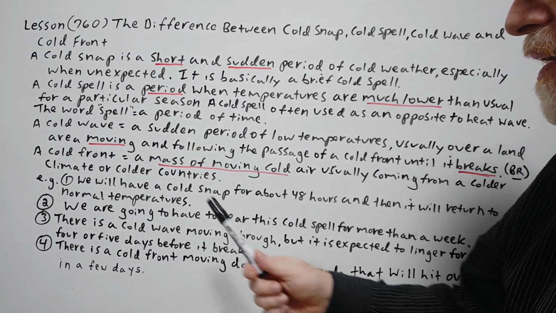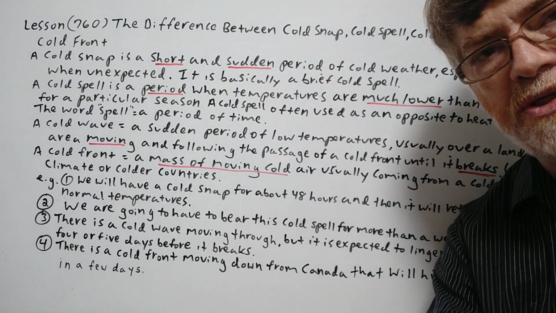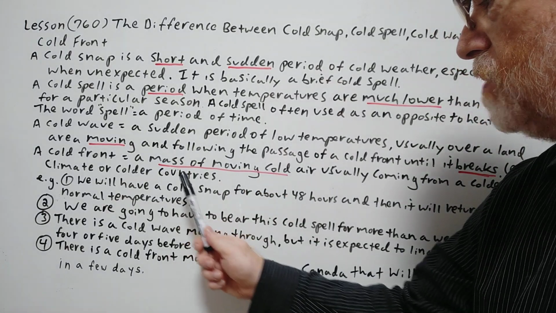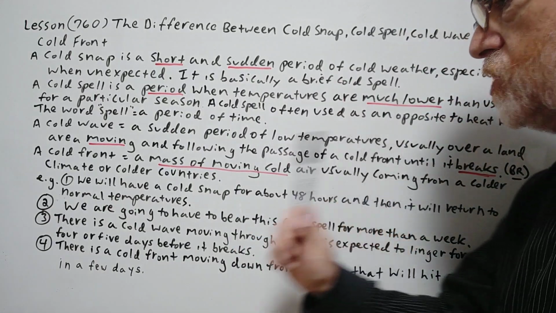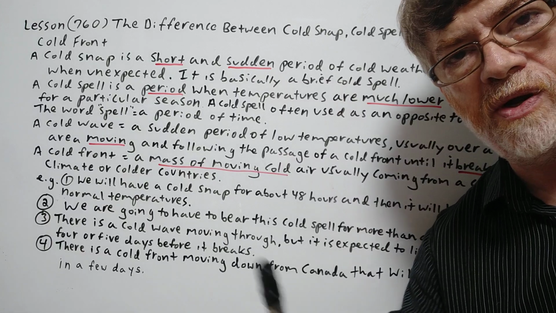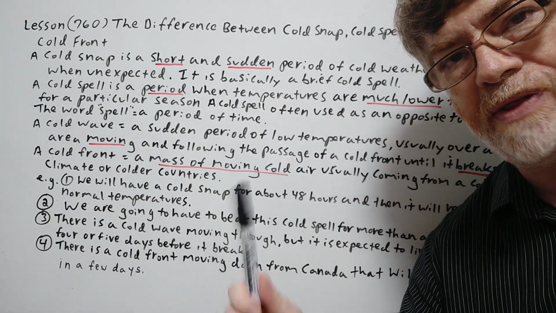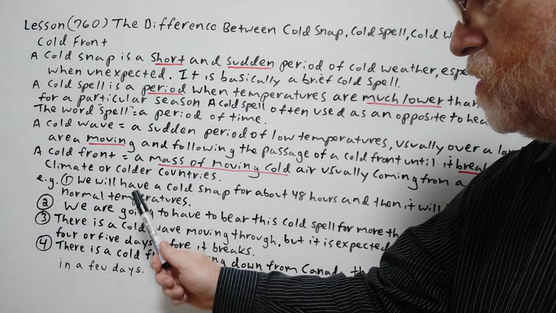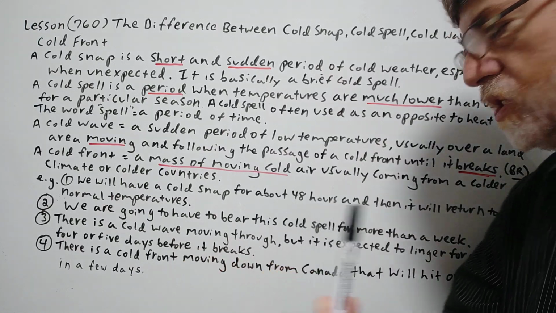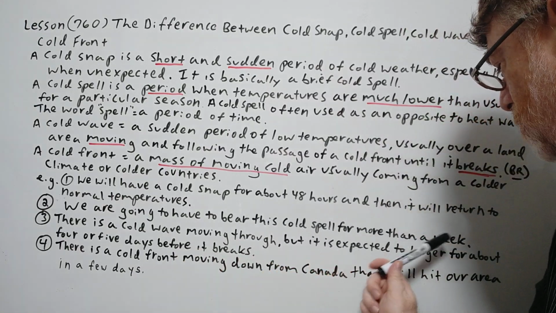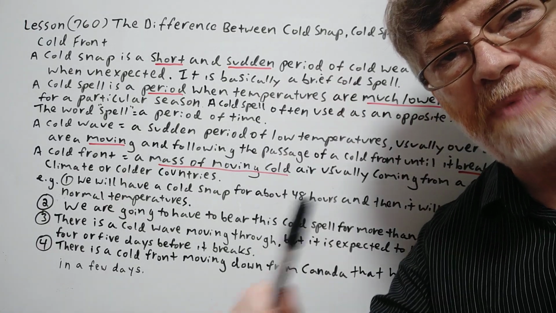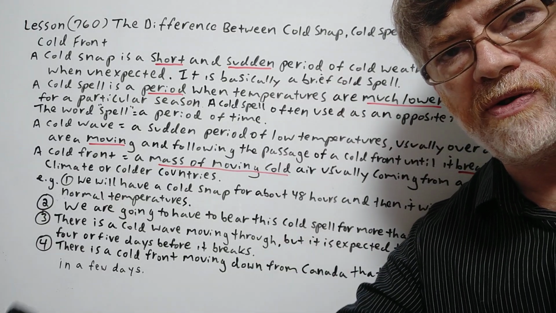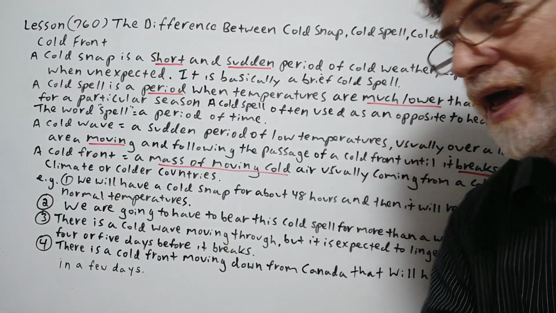Okay. All right, we got 4 examples here to show just how it's used. Here's the first one. We will have a cold snap for about 48 hours, and then it will return to normal temperatures, whatever the normal is for that period or that season. Number 2, we are going to have to bear this cold spell for more than a week. So just like I said, if we're going to say a spell, it usually is longer than the snap, so we'll use it that way.